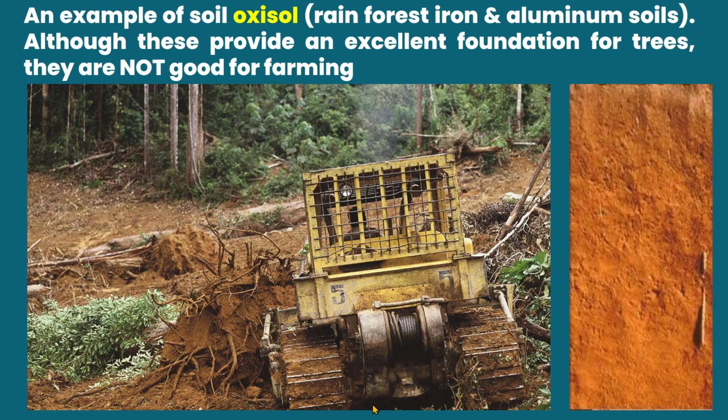Here's an example of an oxisol. An oxisol is a type of soil found in rainforests that's rich in iron and aluminum. While these soils give strong support for large trees, they're not ideal for farming because most of their nutrients have already been washed away by heavy rainfall.